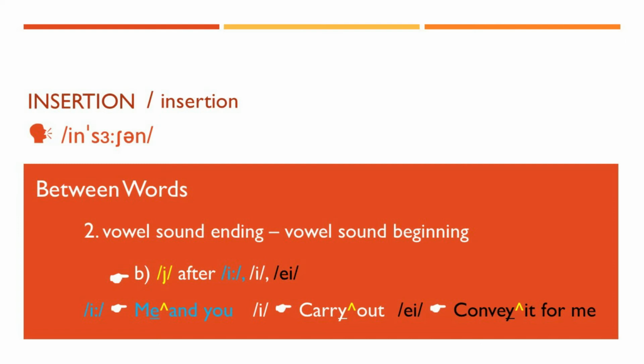And finally, the y sound may be inserted after the vowel sound oi. So the example we look at is "the boy and the girl walked." The boy and girl would become, in connected speech, "the boy-y-and girl," as opposed to "the boy and girl."